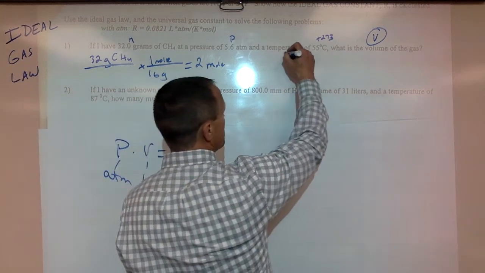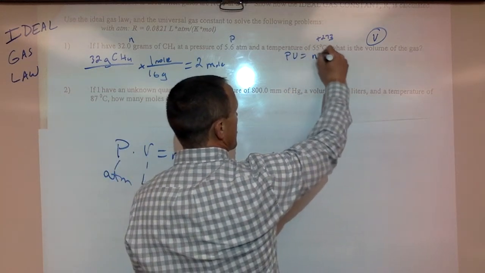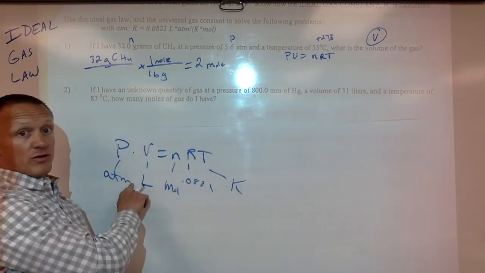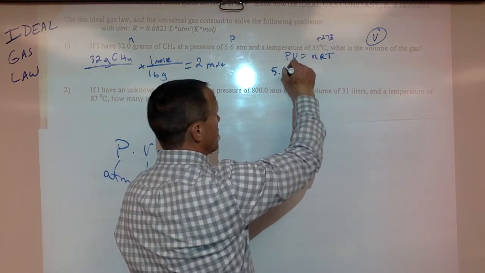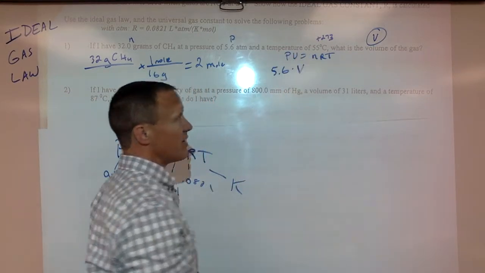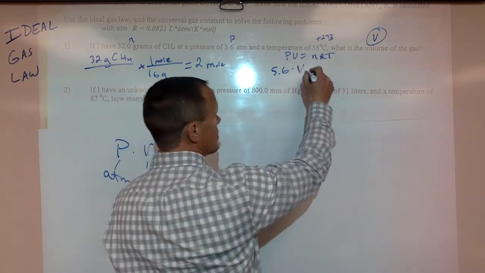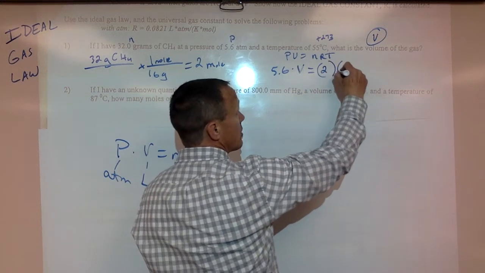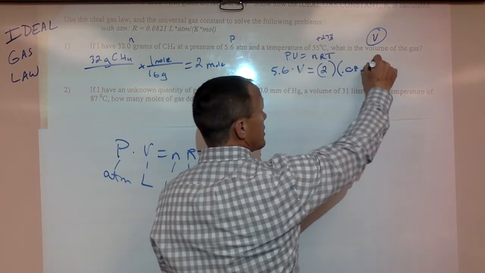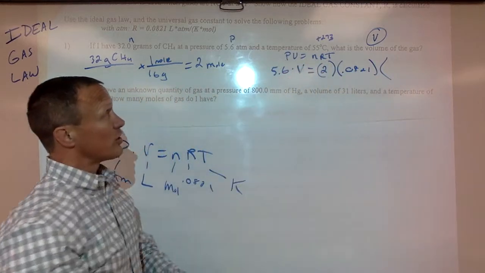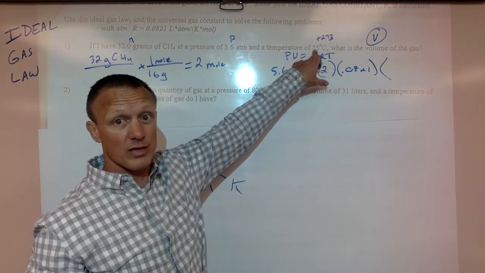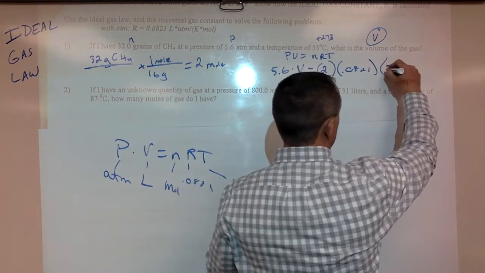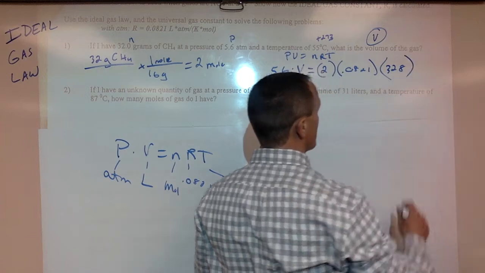So plug our numbers in. PV equals nRT. Our pressure is 5.6. It's in atmospheres, so we're good to go there. So we go 5.6 times V. V is what we're trying to find, the volume. Equals n, which is 2 moles, times R, which is 0.0821, times our temperature, which is 55 degrees Celsius, but we need to add 273 to that. So 55 plus 273 is 328 degrees Kelvin.